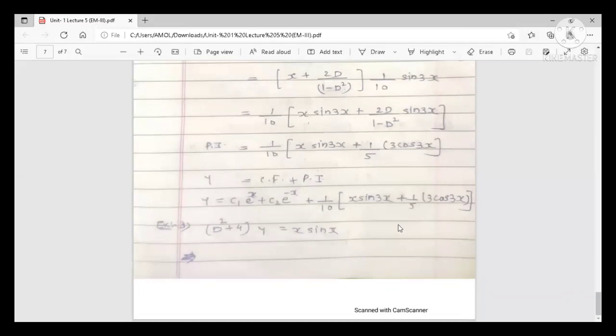In the next lecture, we are going to discuss the method of variation of parameters, which is used to find the particular integral. This is the third method to find the particular integral.